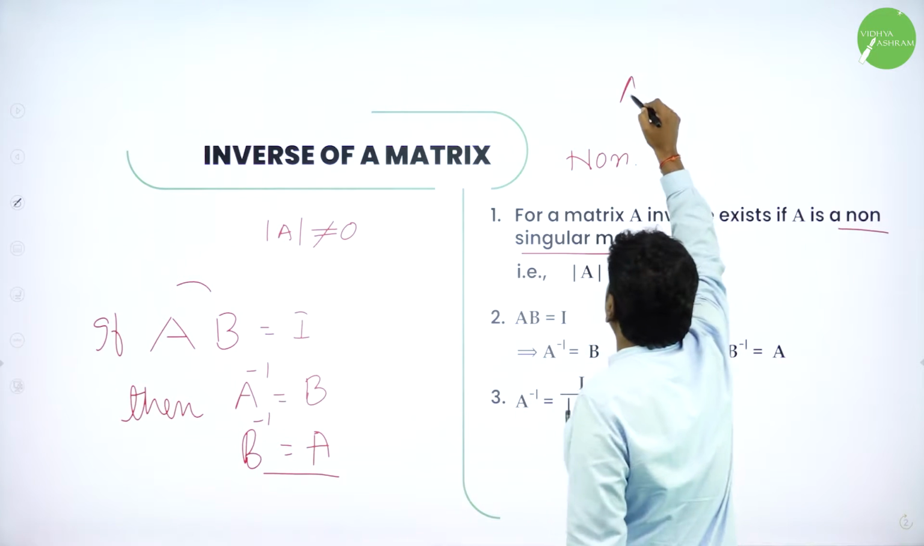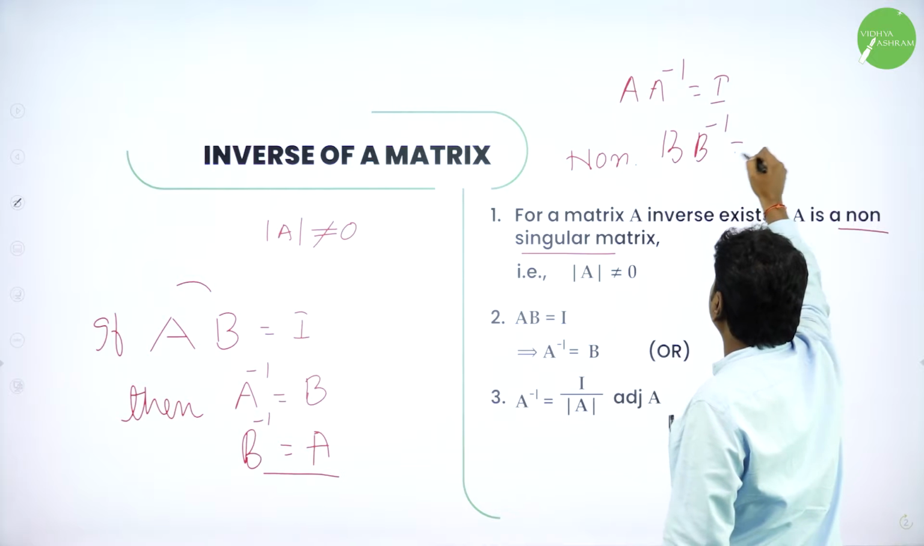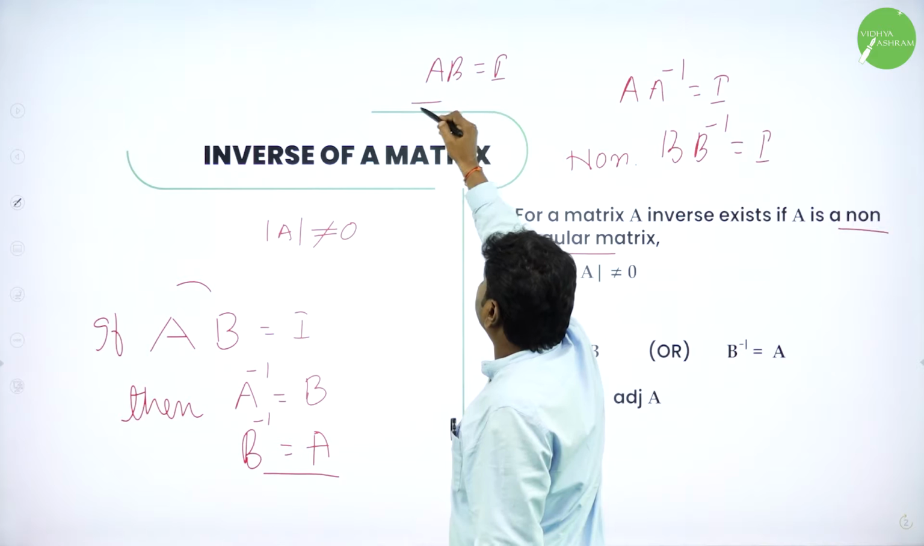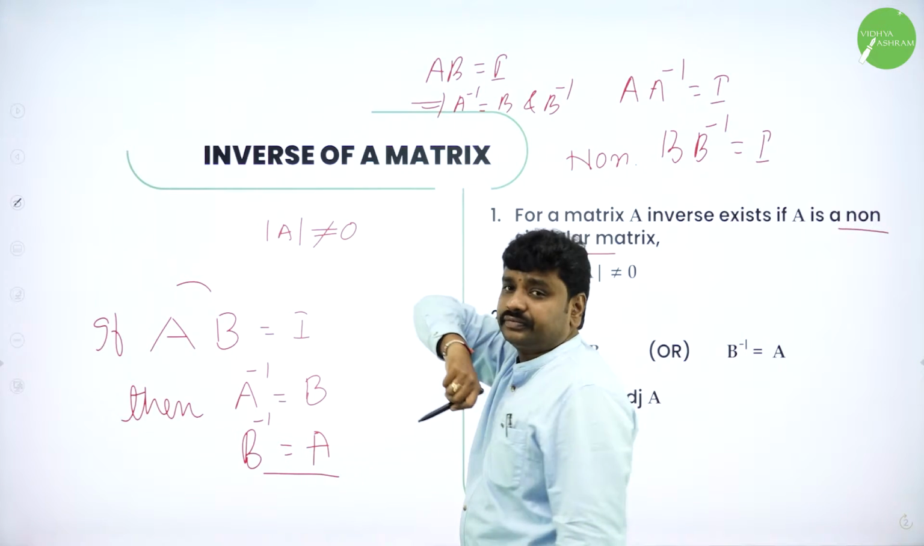In many situations we will have A into A inverse equals I, B into B inverse equals I. Or if I write A into B is I, that implies A inverse is B and B inverse is A.